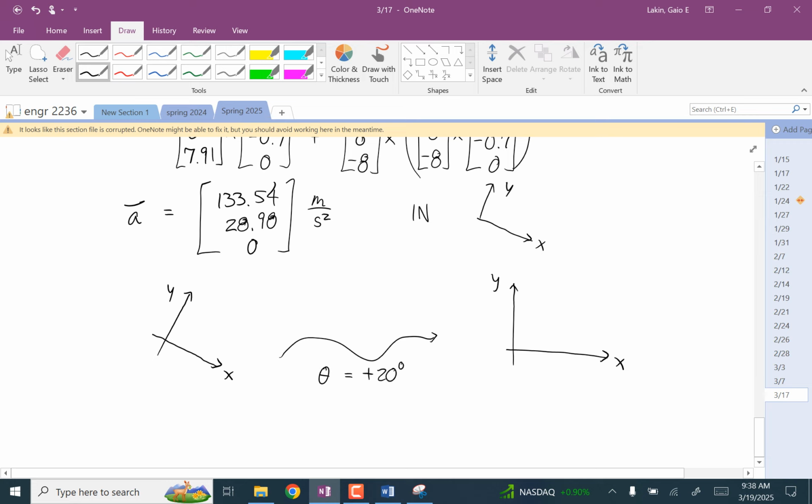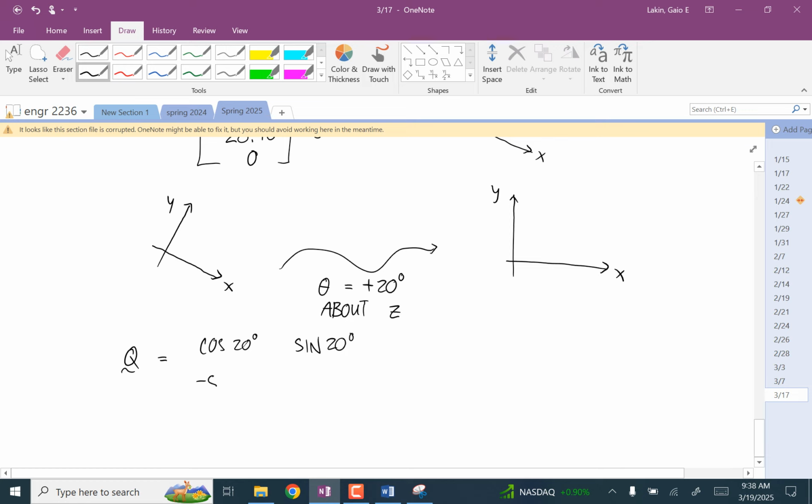So my rotation matrix, I think when I brought this up before, I just did this in 2 dimensions. I think so in this class. So this is going to be cosine of 20, sine of 20, negative sine of 20, cosine of 20. And if you punch that into your calculator, you get 0.94, 0.342, negative 0.342, 0.94.